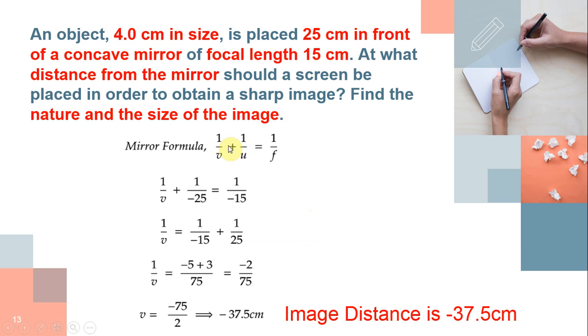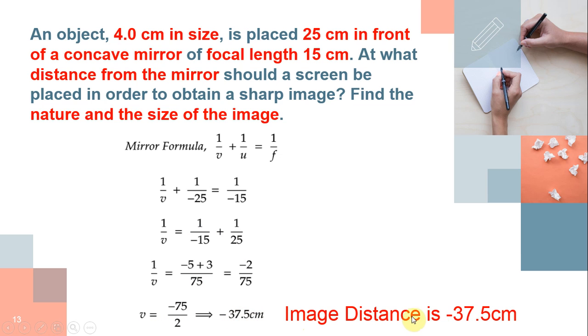So 1 by V plus 1 by U is equal to 1 by F. Now substituting the values of U and F, we find 1 by V is equal to 1 by minus 15 plus 1 by 25. Here this value is moved to the right side, so this negative value is changed into positive. Now we take the LCM for 15 and 25, that is 75. So after solving these equations, V is equal to minus 75 by 2, which is equal to minus 37.5 centimeter.